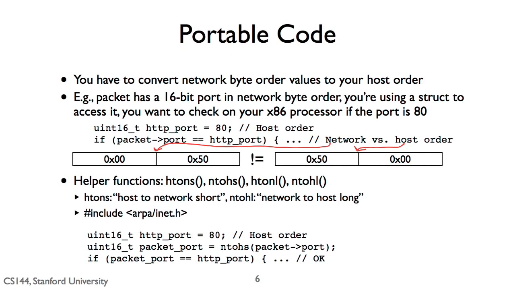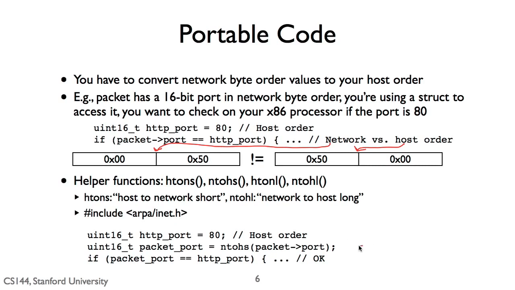fail. To make this easier, C networking libraries provide utility functions that convert between host and network order. The function htons, for example, takes a host short, 16-bit value, as a parameter and returns a value in network order. There's also functions for converting a network short to a host short and functions for longs, 32-bit values. So the right way to test whether the packet port is 80 is to read the port field of the packet structure and call ntohs to convert it from network order to host order. You can then compare it with 80 and get the correct result.